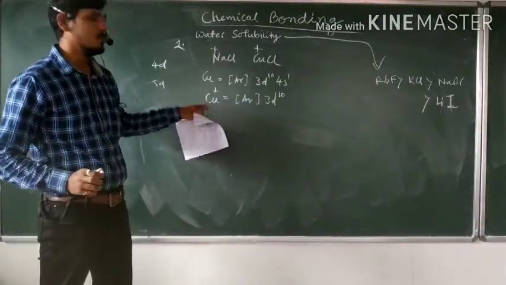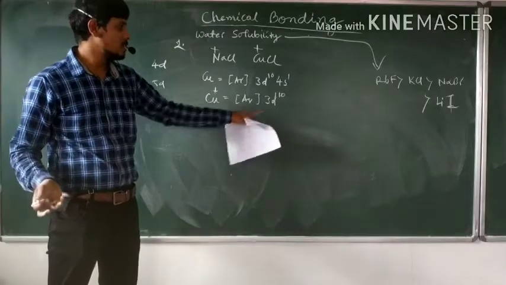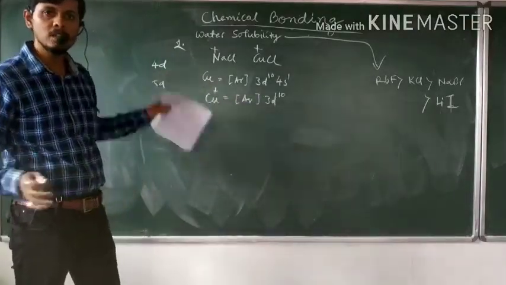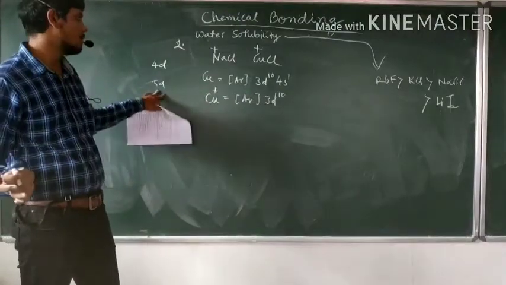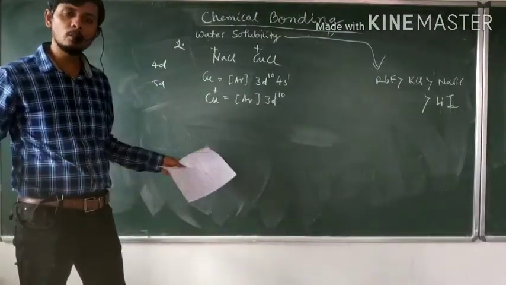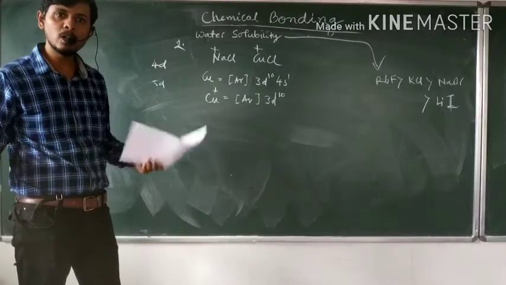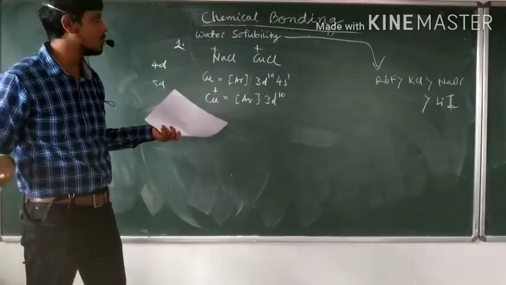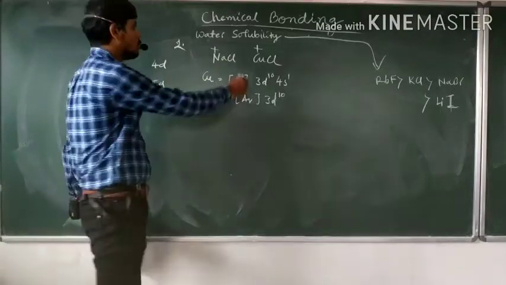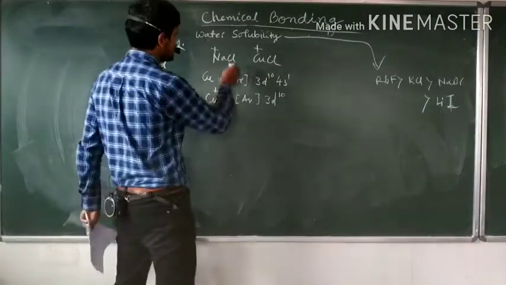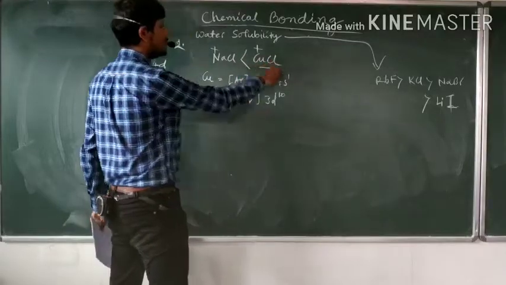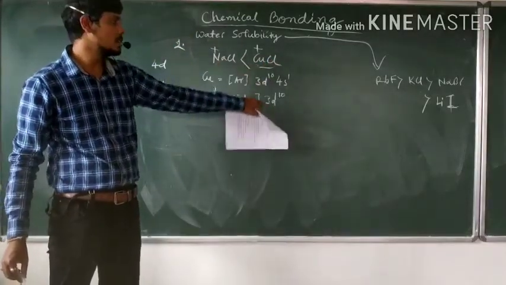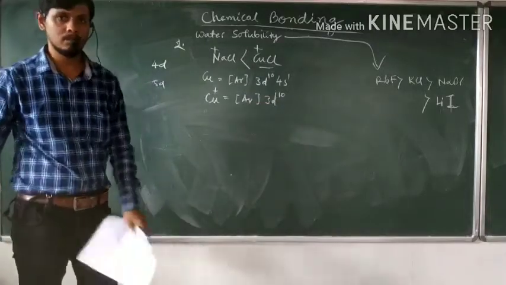That means if I have 3d transition metals, the 3d orbitals are filled, 4d transition metals, 4d is completely filled, 5d transition metals, 5d orbitals are completely filled. Such cations will have higher polarizing power, and the covalent character of their compounds will be higher. That means sodium chloride will be less covalent than copper chloride. Copper chloride is more covalent because in copper the 3d orbitals are fully filled.